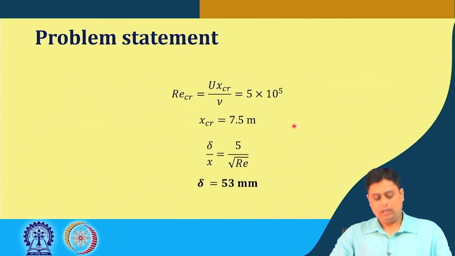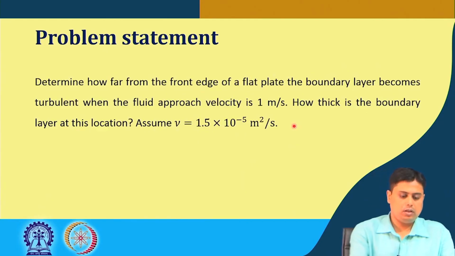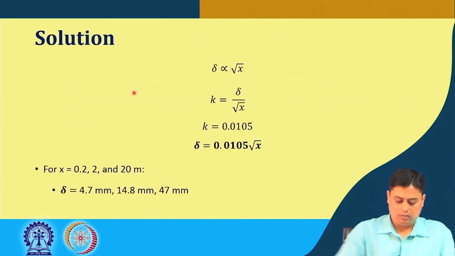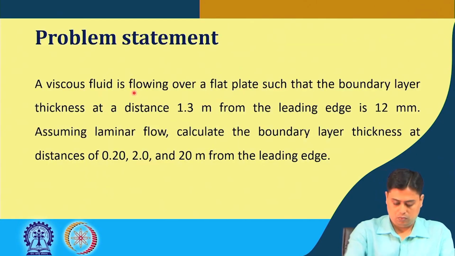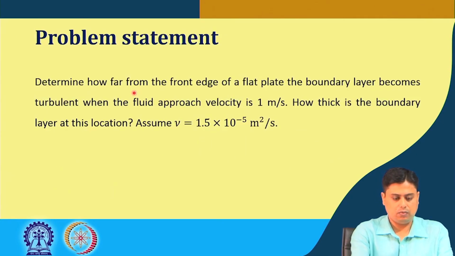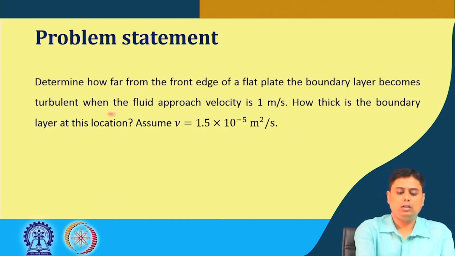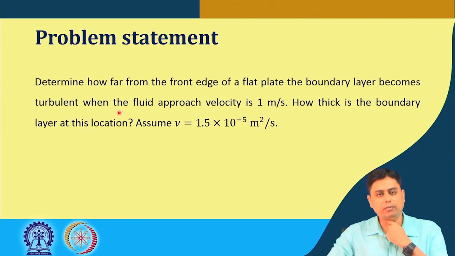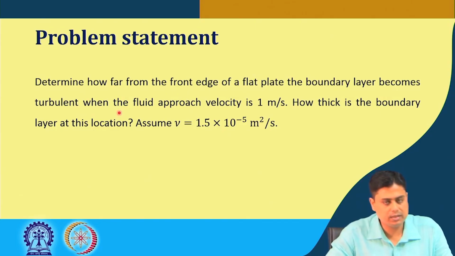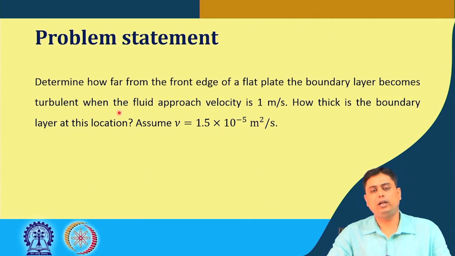So, here the question is that determine at the distance where the flow or the boundary layer becomes turbulent, the flow in the boundary layer becomes turbulent. So, which means that we have to find out what is the critical Reynolds number.